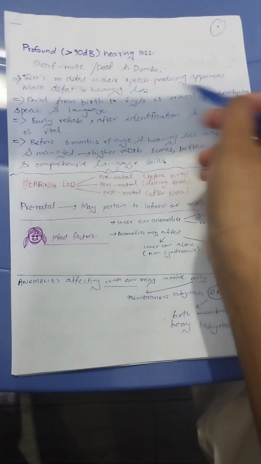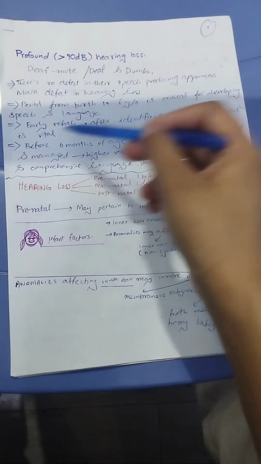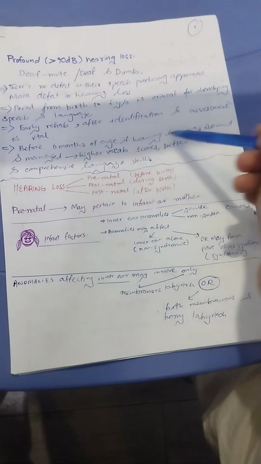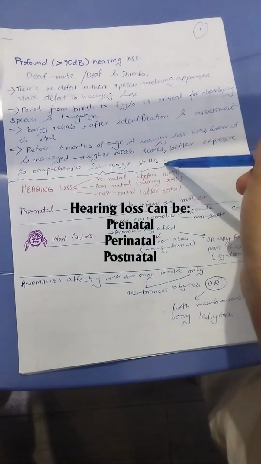and there is no defect in their speech-producing apparatus. The main defect is hearing loss. The period from birth to 5 years is critical for developing speech and language. Early rehabilitation, or rehabilitation after identification and assessment, is vital. Before 6 months of age, if hearing loss was observed and managed, then higher vocabulary scores and better expressive and comprehensive language skills would be there.